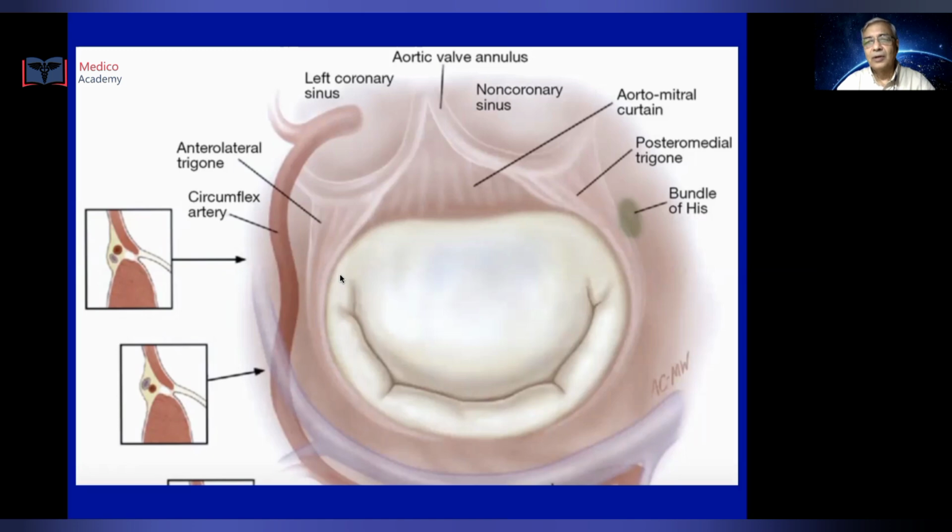Why is it important? It is important from a point of view that during surgery, in case the surgeon is not careful in taking sutures, he may either take this artery into his suture, or he may take the bundle of His. If the artery is taken into the suture, it will cause an MI, or it may cause bleeding if it is just injured. If he takes the bundle of His or part of it, it will cause arrhythmias in the postoperative period.